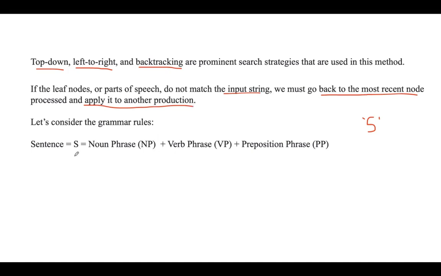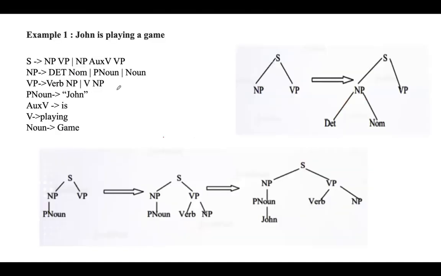Okay, let's consider the rule. The rule is sentence S equals noun phrase plus verb phrase plus preposition phrase. Sometimes you can even take noun phrase plus verb phrase. Based on the given question, we'll select the form. So let us take this example: John is playing a game. And these are the given rules or context-free grammar. Based on these productions, you need to construct the parse tree.